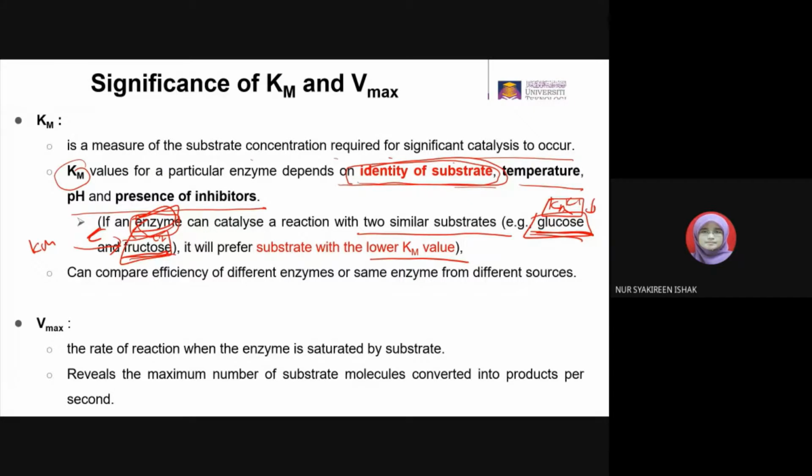So we can compare the efficiency of different enzymes or the same enzyme from different sources. Okay, so therefore maximum velocity, the rate of reaction when the enzyme is saturated with substrate. So that is Vmax. That is the maximum velocity from just now, right? Vmax, all the enzyme active sites are saturated with substrate. So it reveals the maximum number of substrate molecules converted into product per second.